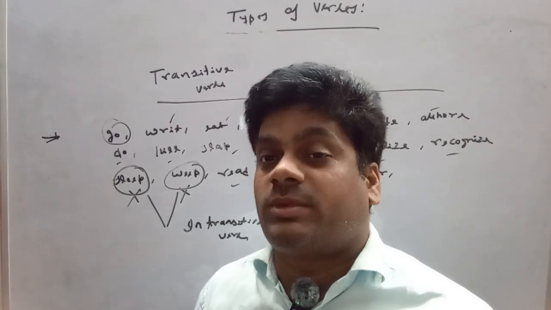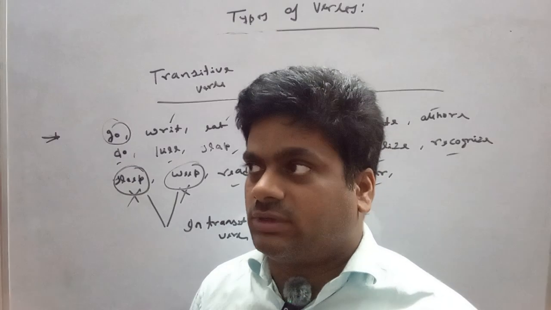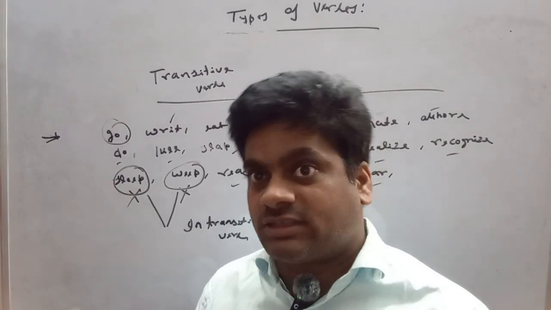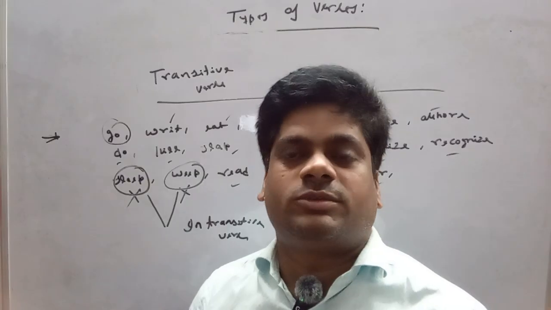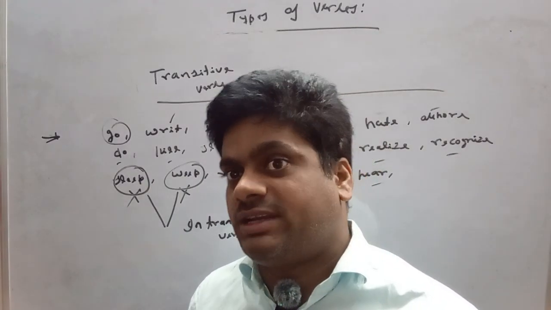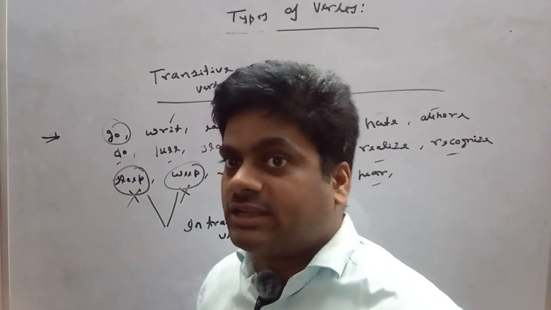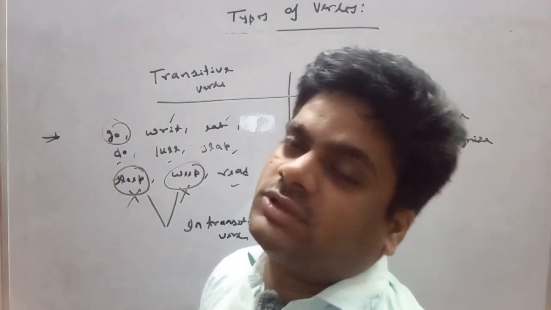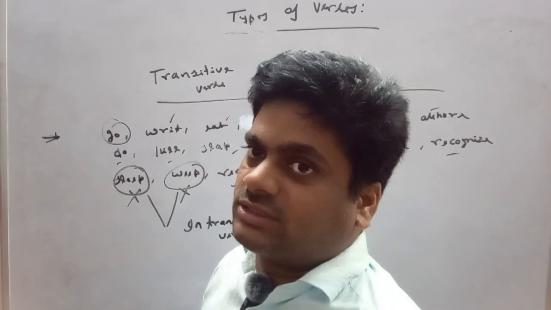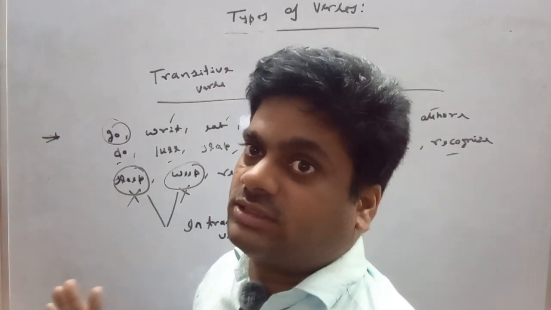And if we talk about the basic difference between transitive verbs and intransitive verbs, transitive verbs need action, but intransitive verbs do not need any type of object in a sentence. A transitive verb needs an object to express its meaning completely. But intransitive verbs don't need any type of object in a sentence, while a transitive verb requires an object in a sentence.